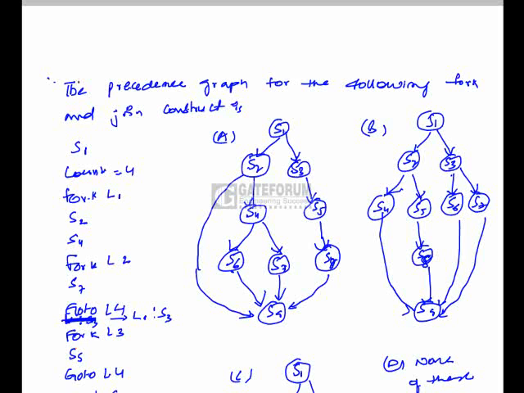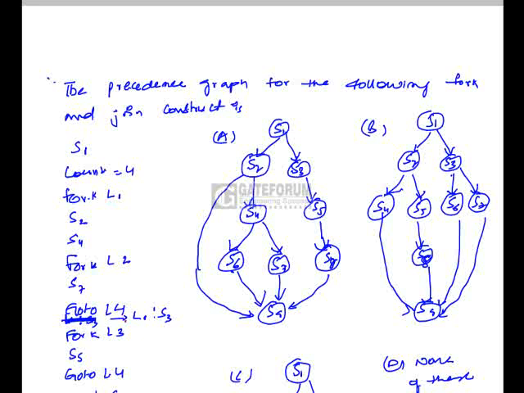In this question, a fork and join construct is given and we have to identify the respective precedence graph. In fork and join construct, fork L means it starts parallel execution at the statement labeled L and the statement following the fork. For example, here fork L1 means it starts parallel execution labeled at L1.